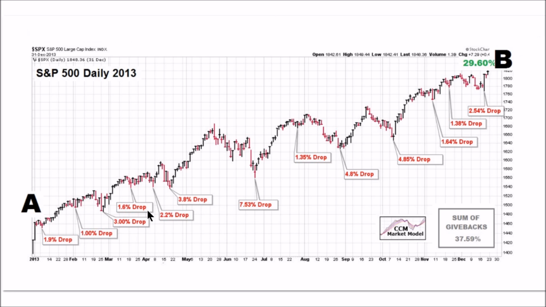And if our focus is too short term, it's going to be very, very difficult to capture the gain, in this case from point A to point B, which was almost 30% during a strong trend in calendar year 2013. The sum of these give-backs or head fakes was 37%. So we want to make sure, as long as the math allows, that we really don't focus too much on the day-to-day volatility and even week-to-week volatility.